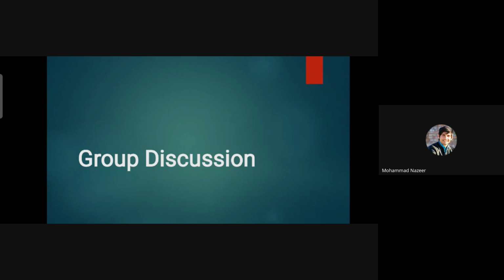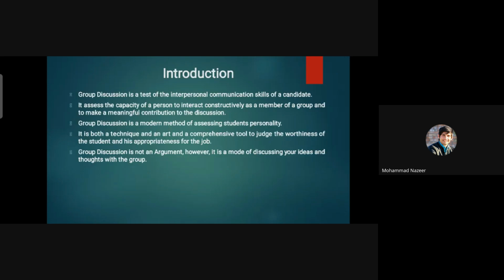That means whenever we are having a group discussion, as I'm talking about the technique, LSRW, all these things are required. So in order to have a group discussion on anything, first of all, we should be aware of the facts. So here, whenever we are talking about what a group discussion is.